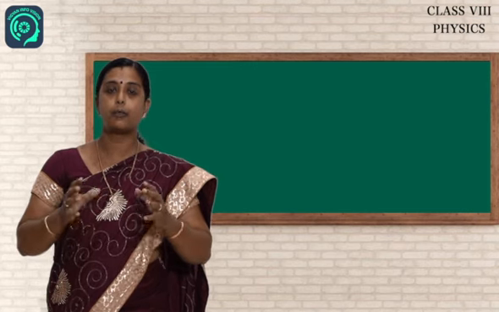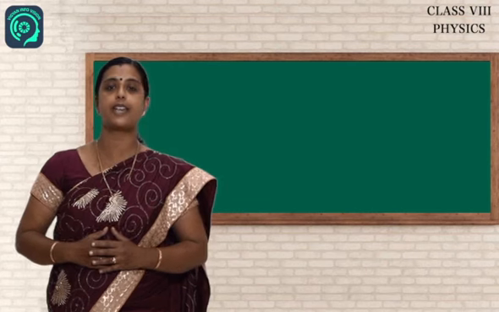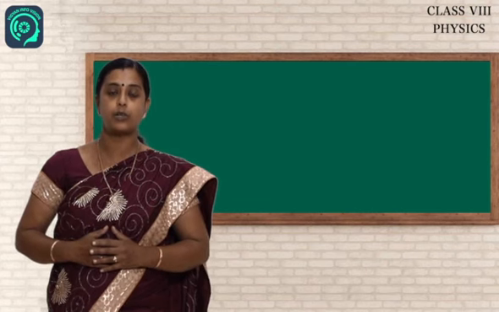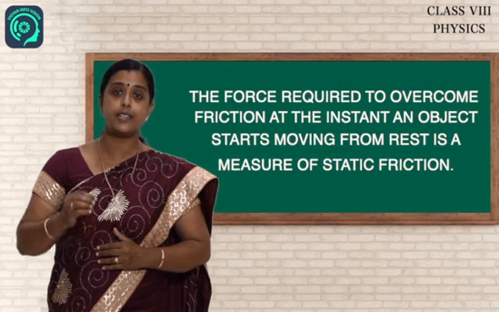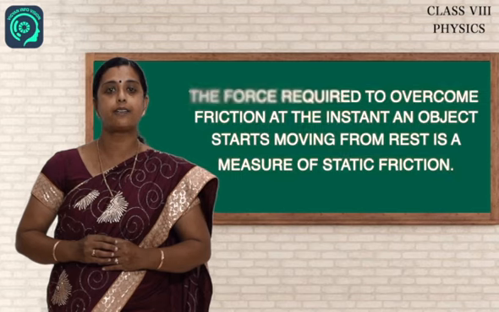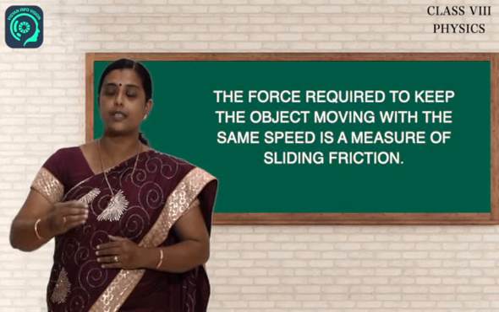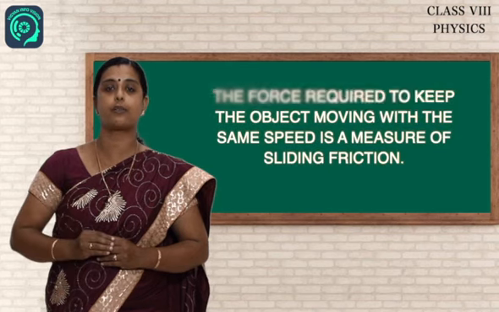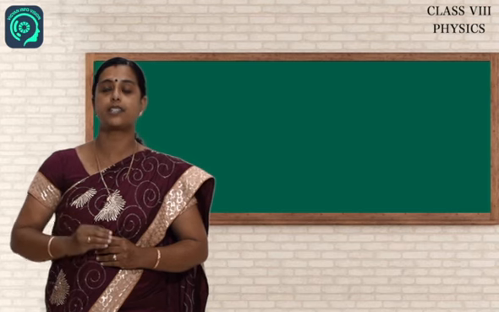So if you have to push the box, you have to apply a force that should overcome the friction that is acting between the two surfaces. The force that is required to overcome the friction, at the instant the object begins to move, will give you the measure of the static friction. And the force that is required to keep an object moving with the same speed will give you the measure of the sliding friction. Sliding friction is less than static friction.